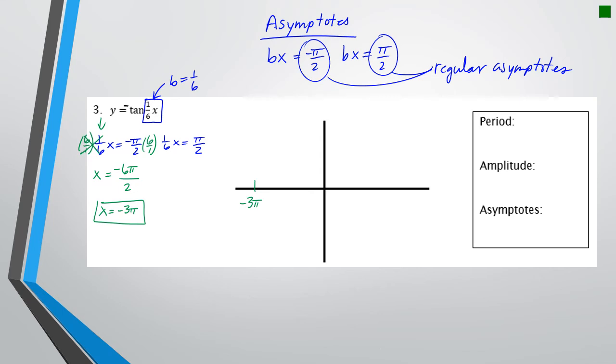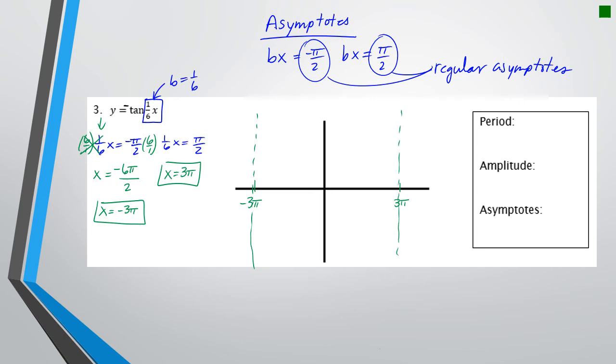And then my second asymptote, I don't have to solve it again because I'm going to get the exact same answer, but I'll get the positive version of that answer. So my other asymptote is going to be at 3 pi. What's nice about this is that you're really only doing half of the work because everything's always going to be symmetric. Whatever your asymptote is on the left side, it's going to be the positive version of that on the right side. So I can go ahead and put in my dotted lines.